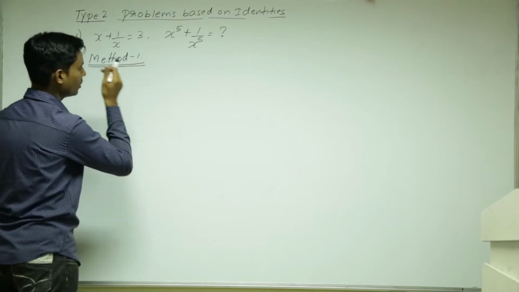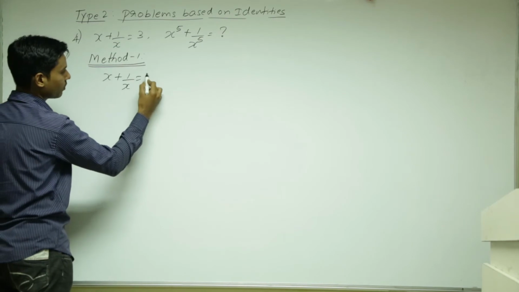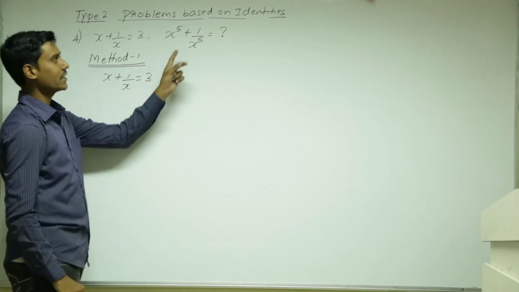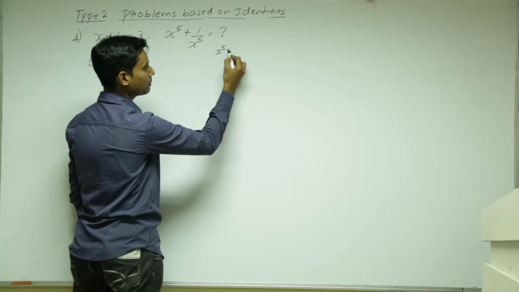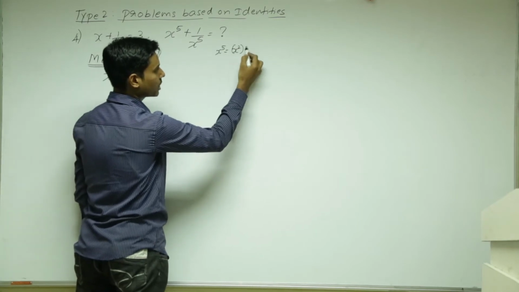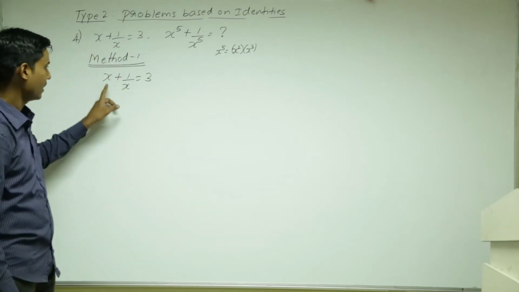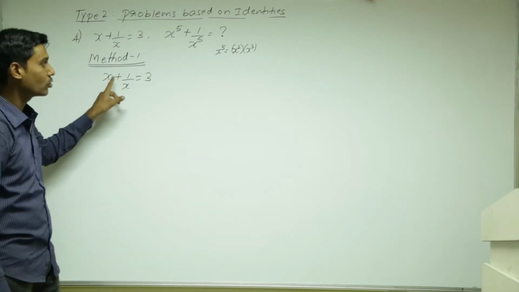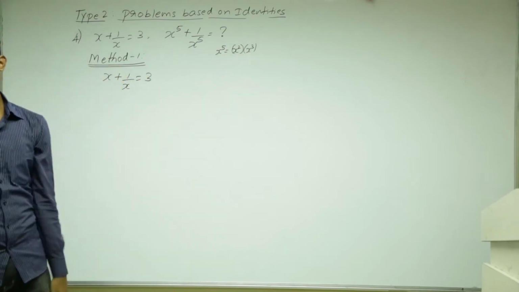Method 1. Now I have x plus 1 by x as 3. I need to get a power of 5, right? How can I get x power 5? x power 5 is nothing but x power 2 into x power 3, right? That means this x term should also be squared and cubed. It should be squared and it should also be cubed, right?